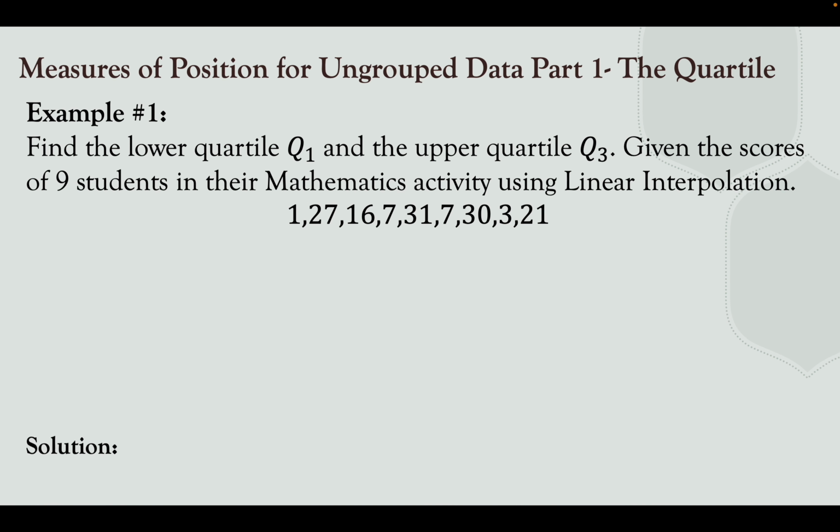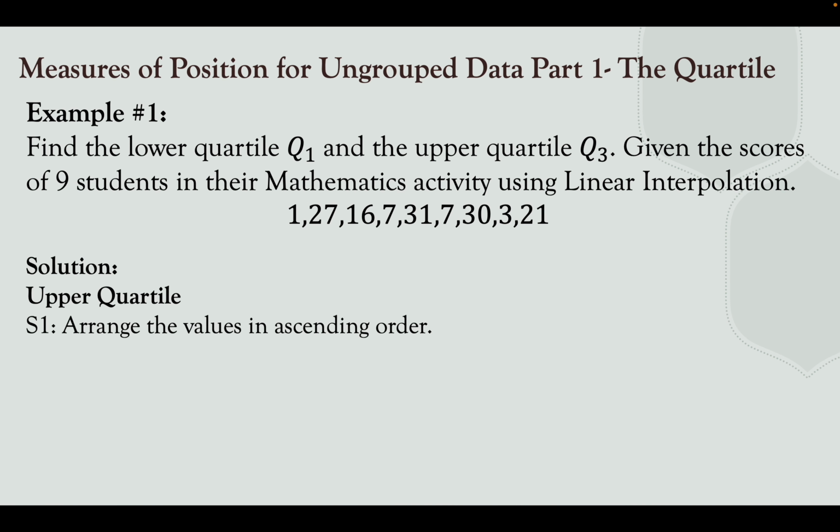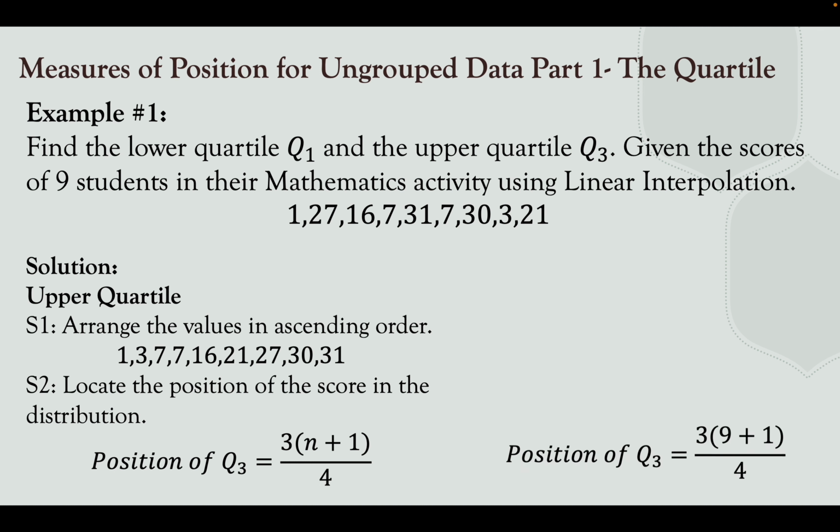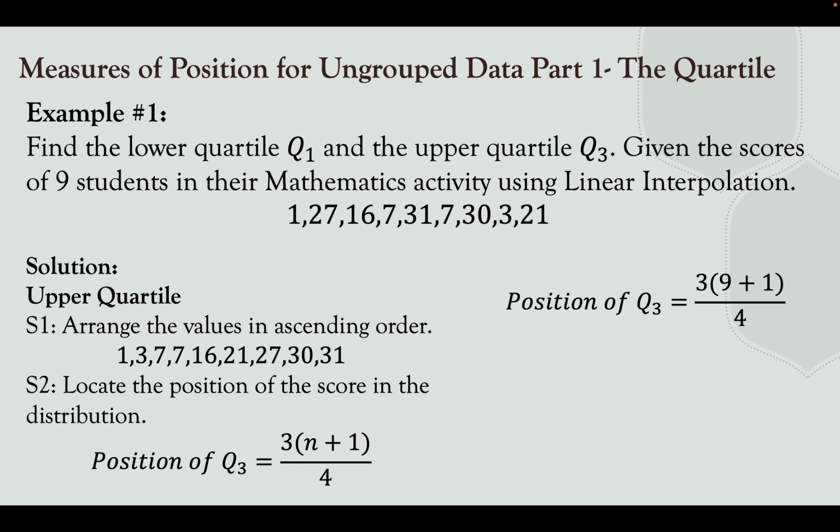Next, we need to find the upper quartile. So arrange the data set again in ascending order. So we have here the data. Locate the position of the score in the distribution using the formula 3 times n plus 1 over 4. Substitute the value of n, which is 9, since we have a total of 9 data values. So 9 plus 1, 10 times 3, we have 30. 30 divided by 4, we have 7.5.